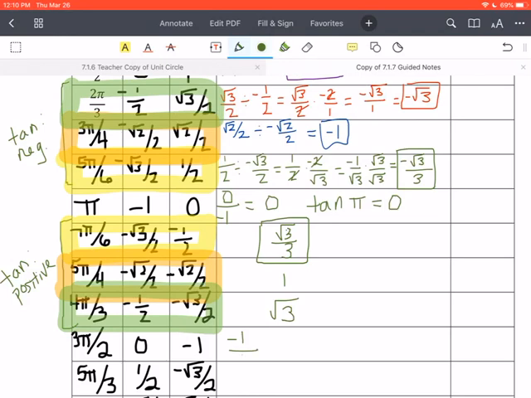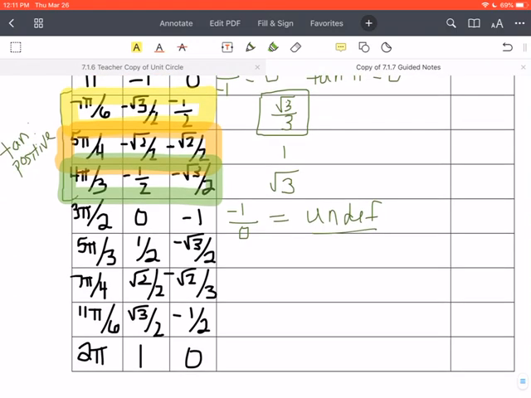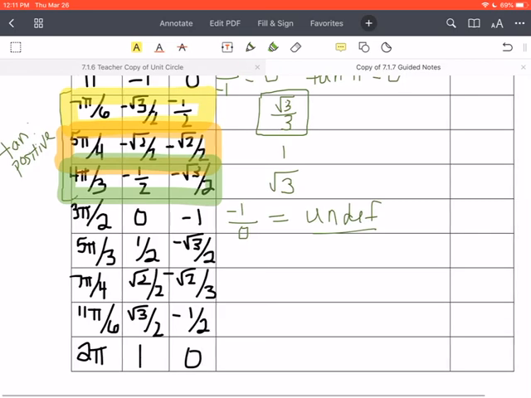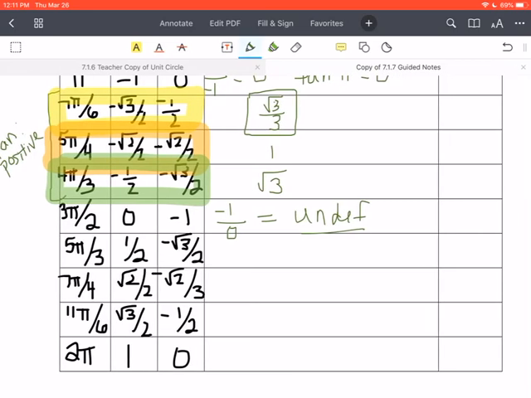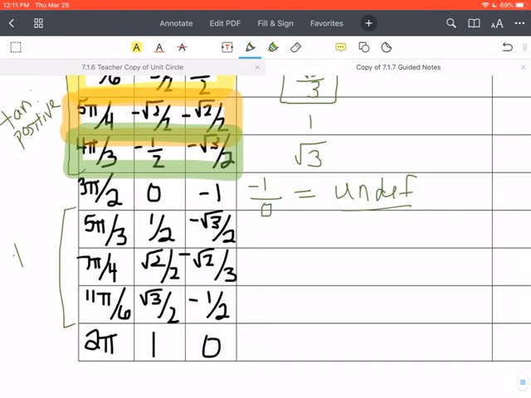Now for 270 degrees, which is 3 pi over 2, we have negative 1 over 0. What's negative 1 divided by 0? We cannot divide by 0, so it is undefined. Then we keep going in the fourth quadrant. If we have a negative divided by a positive, that's representing the tangent, and a negative divided by a positive is going to be negative.